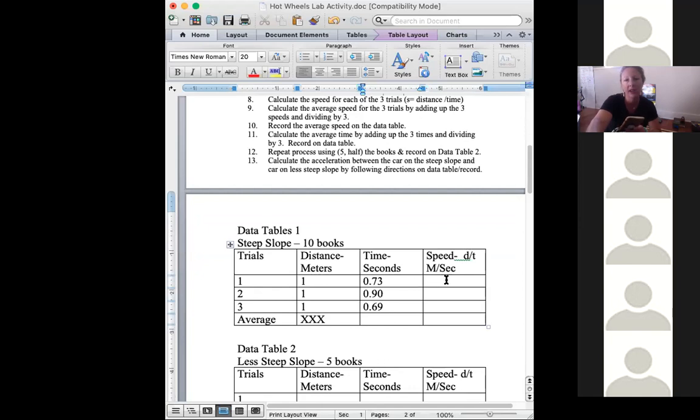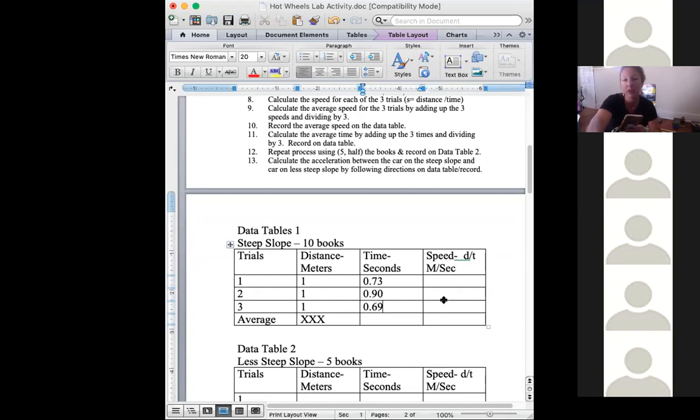Okay, so here you would do your 0.73 divided by 1, put your number here, your 0.90 divided by, oh, I'm sorry, I said the wrong thing. I'm glad I caught myself. Sorry, distance divided by time. So 1 divided by 0.73 and 1 divided by 0.90 and 1 divided by 0.69 and put your speeds there.